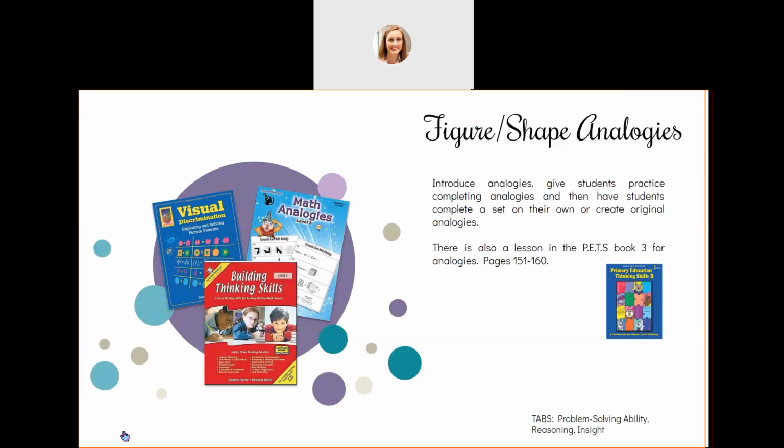Of course, one of the activities in there is one we use for 2nd grade Child Find. But you could use any other types of math analogies to work with kids and give them some practice completing the analogies, but then see if they can complete a set on their own or create their own original analogies. There's also a lesson in the PETS Book 3 for analogies on pages 151 to 160, so that would be another great resource. This type of activity would lend itself to problem-solving ability, reasoning, and insight.